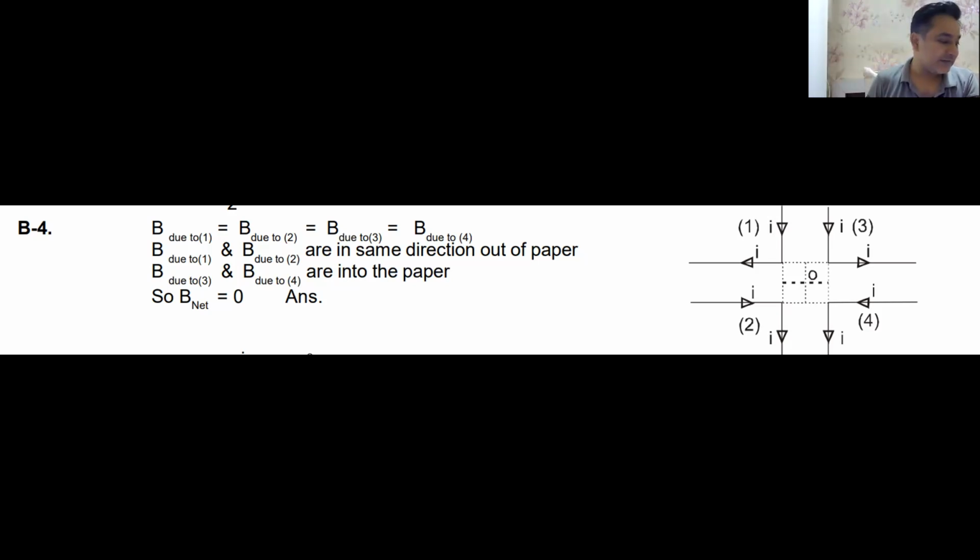It doesn't happen that way, sir. You have to see the direction, sir. So the answer is 0. Yes, now it is clear. It is 0. Yes or no? Yes, sir. Now you can clearly see that it is 0, right? You should have seen that before.